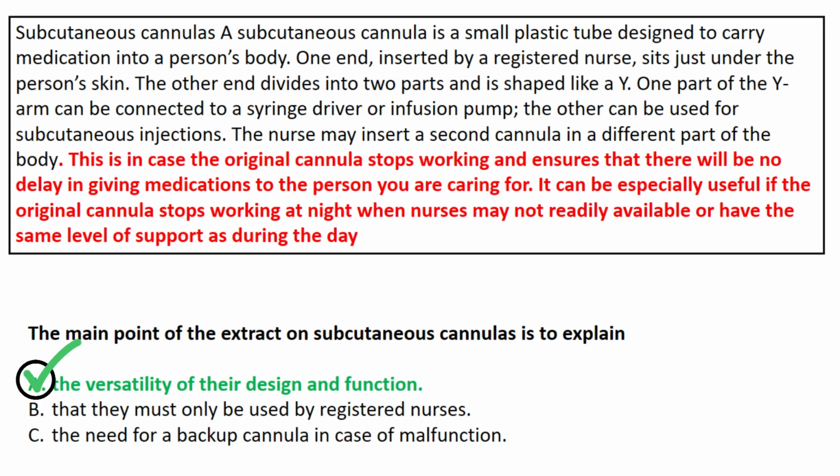Option C is also incorrect because it only mentions the need for a backup cannula, while the paragraph provides additional information about the purpose of having a backup cannula. Specifically, it notes that having a second cannula can be especially useful if the original cannula stops working at night when nurses may not readily be available. Therefore, the main point of the paragraph is not just the need for a backup cannula, but rather the importance of having a backup cannula in certain situations.